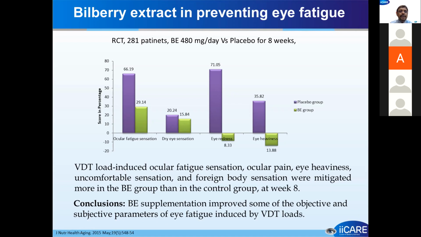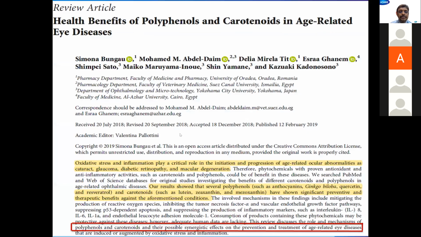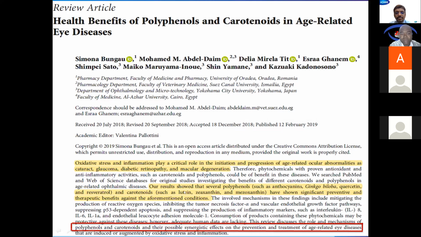This is again one of the latest articles, and we can see here it was published in 2018. It says that the polyphenols and carotenoids in age-related eye diseases, and their possible synergistic effect on the prevention and treatment of age-related eye disease. So the polyphenols are basically the anthocyanins like bilberry extract, or from ginkgo biloba or quercetin.